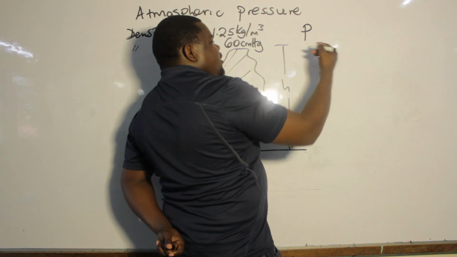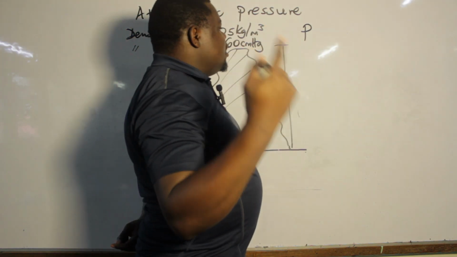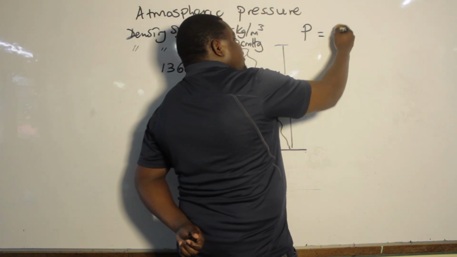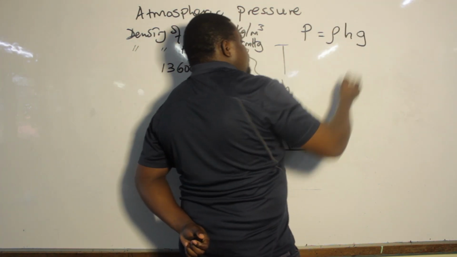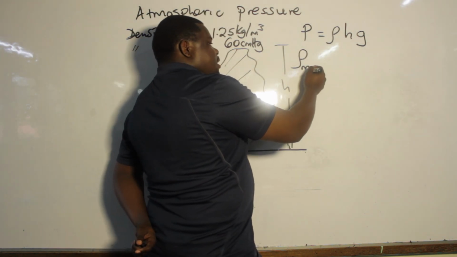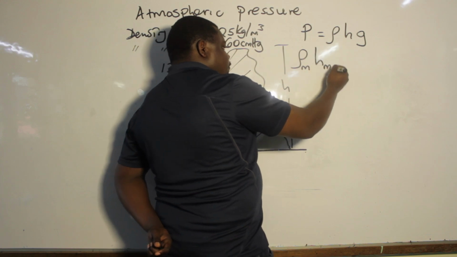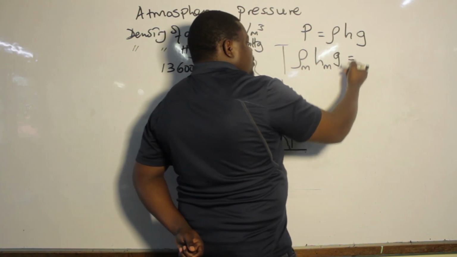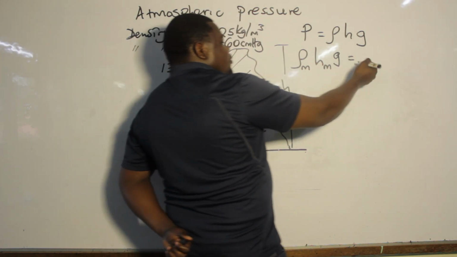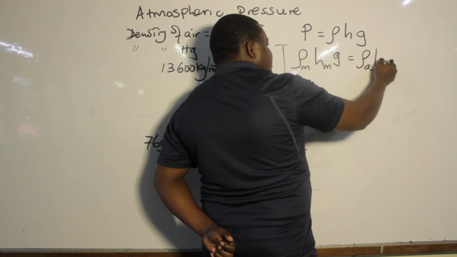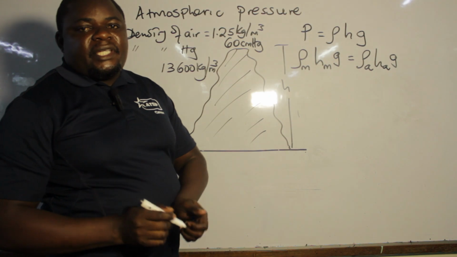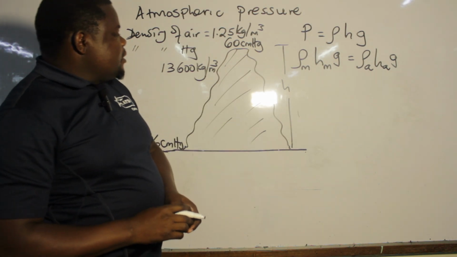We know pressure in fluids. Fluids include liquids and gases. So pressure in fluids is given by density times height times G. So pressure due to mercury, that is density of mercury, height difference due to mercury times G, equals the pressure difference due to the air column, which is density of air, height of air column times G, where G represents acceleration due to gravity.